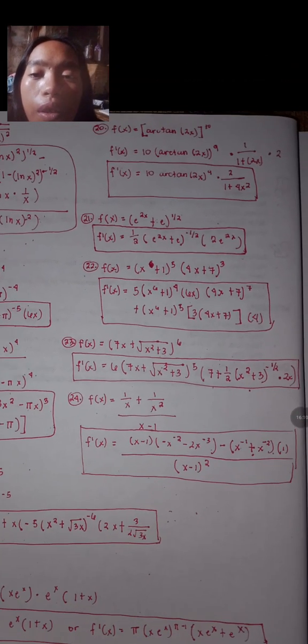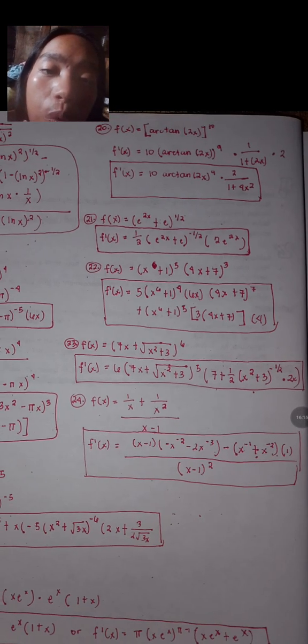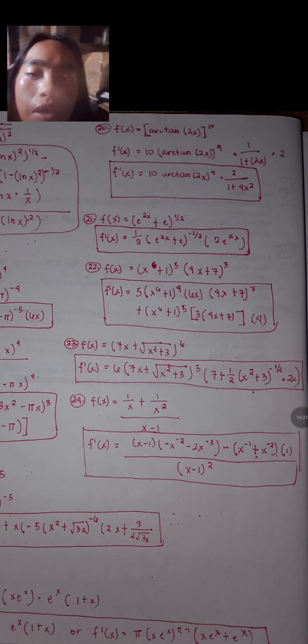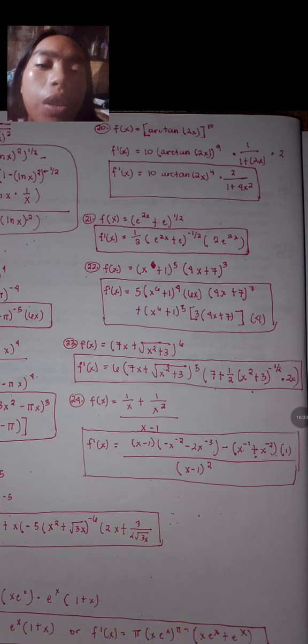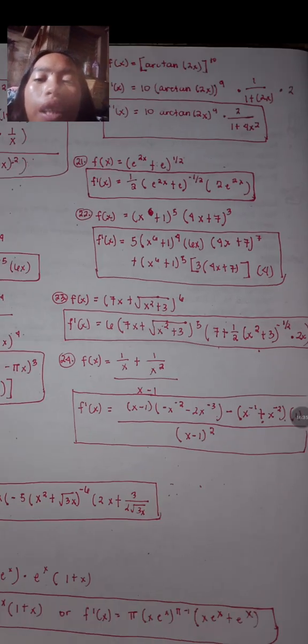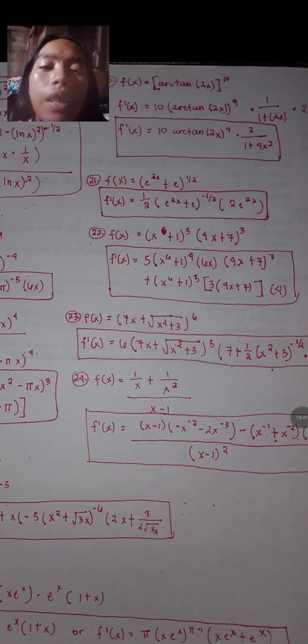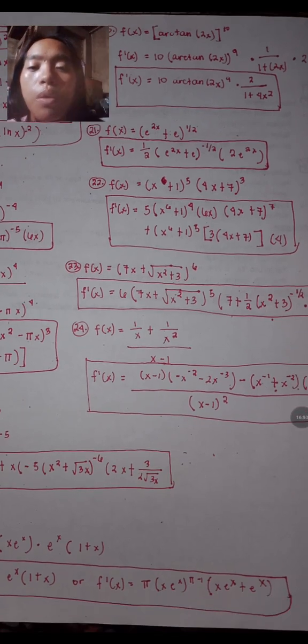So we are now in number 20. f of x is equal to arctan of 2x, raised to 10. So our derivative for this is 10 times the quantity of arctan of 2x raised to 9 multiplied by 1 over 1 plus the quantity of 2x squared, times 2, and then our final answer is f prime of x is equal to 10 times arctan of 2x raised to 9 times 2 over 1 plus 4x squared.